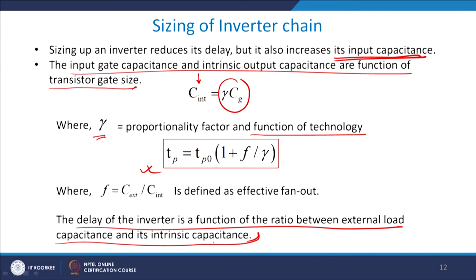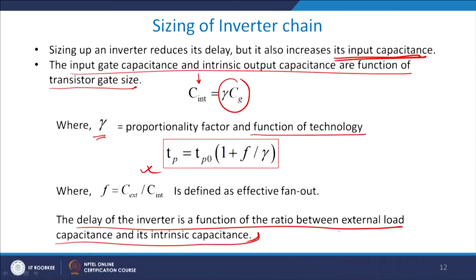So if you take an inverter, the delay of that inverter is basically a ratio between the external load capacitance CL and its intrinsic capacitances. What are the intrinsic capacitances? Again, diffusion capacitances, gate to drain depletion capacitances, overlap capacitances, and so on. So it depends upon the ratio of your output capacitance to input capacitance for a basic inverter. So let us see how we can size an inverter chain.